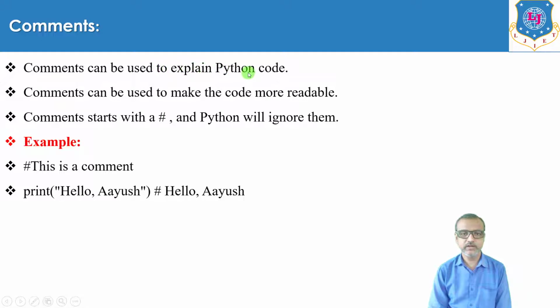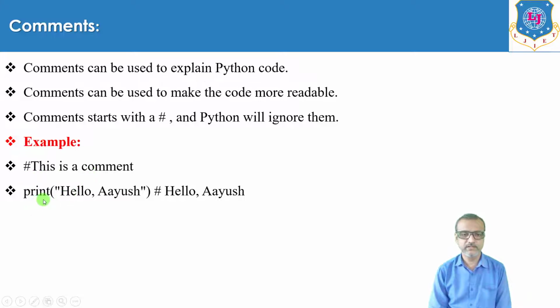Comments can be used to explain Python code. Comments can be used to make the code more readable. A comment starts with a hash sign and Python will ignore it. For example, if I write this statement and in the beginning I write this hash sign, then this one is treated as a comment.